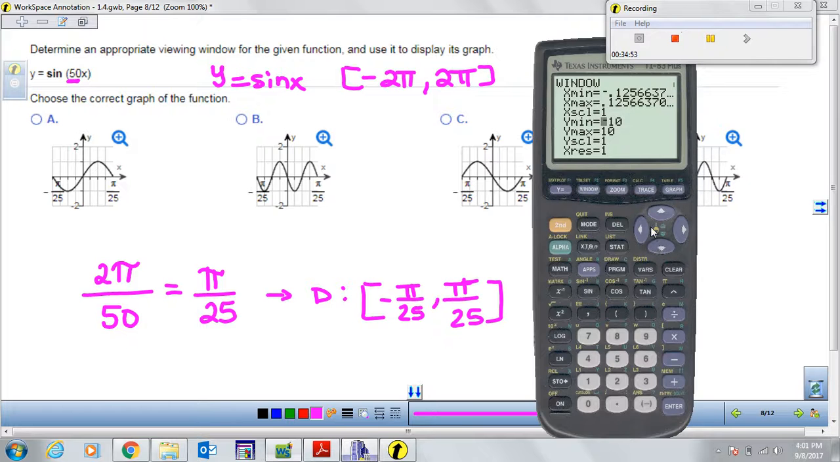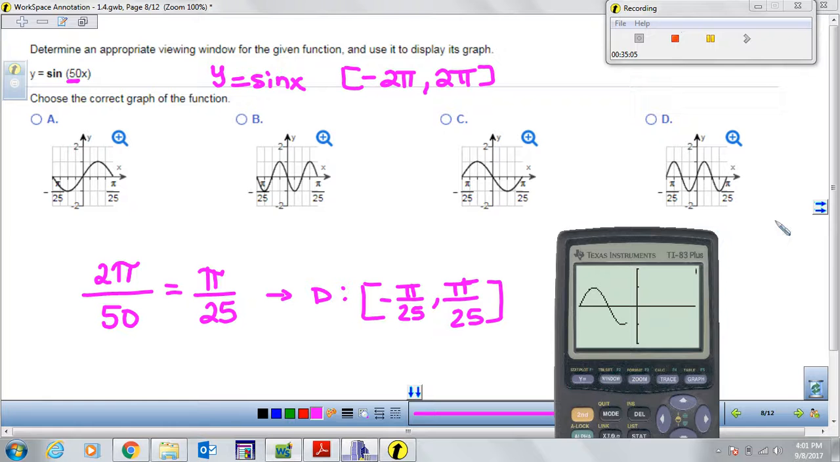Now, for the y minimum and y maximum, we know the amplitude is 1 because that's the number in front of the sine, but just give it a little bit more space on the top and on the bottom of the graph, so that's why they're putting negative 2 to 2. So let's see which one would show us the best picture.